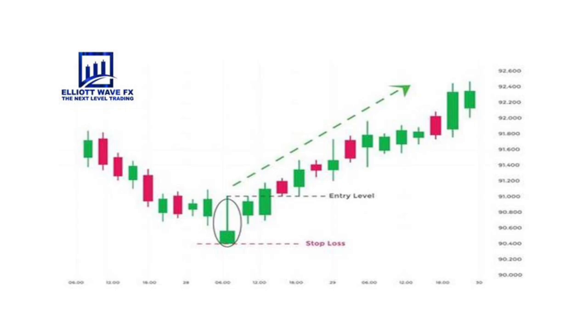While the hammer candlestick itself is a powerful signal, successful trading around this pattern involves combining it with other technical elements. Traders who focus solely on the pattern without considering broader market conditions often miss opportunities or enter trades at less favorable times.